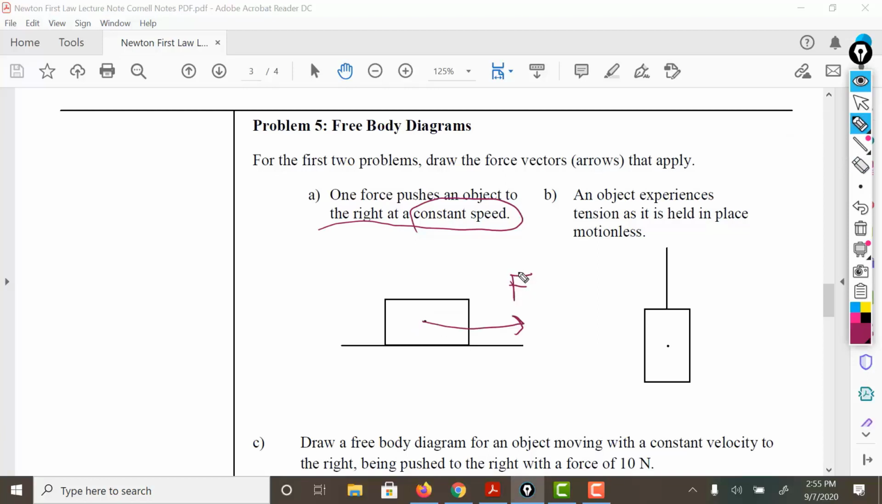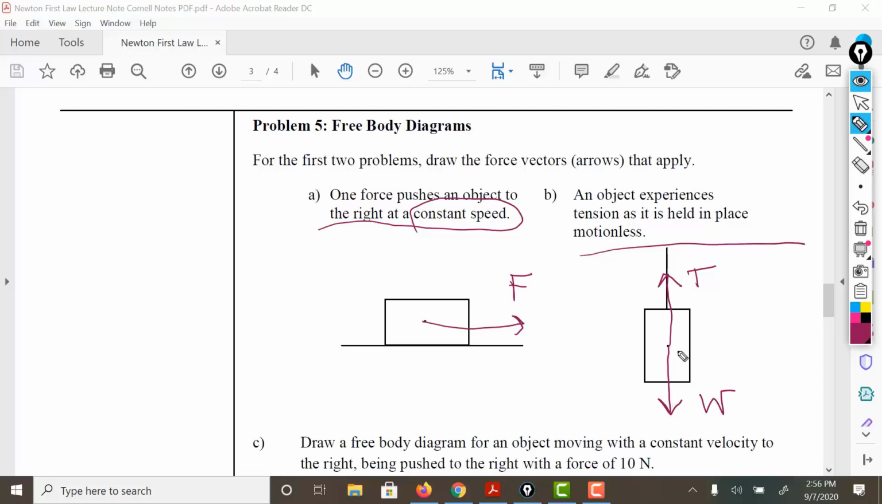Part B, an object experiences tension as it's held in place motionless. So this is the ceiling right here. There's a string holding it in place, and there's a tension that's going up. That tension is being felt on the string. However, I would have you consider that there's also a weight going down. So be aware that tension and weight are two special types of forces. There are many types of forces, and we will be talking about them in greater detail as we go through these videos. Notice how we drew the arrows in the directions they're going in.